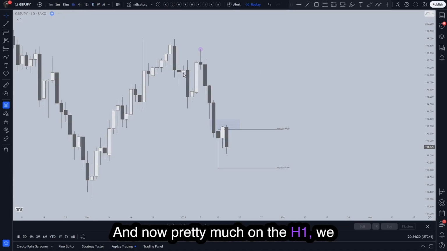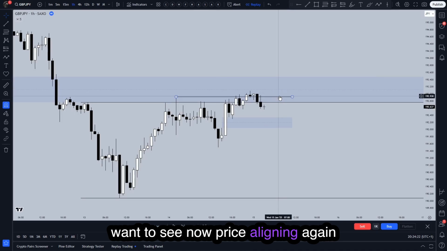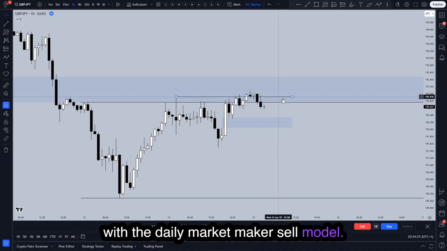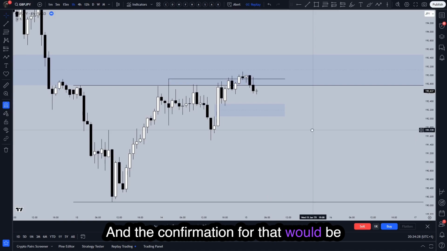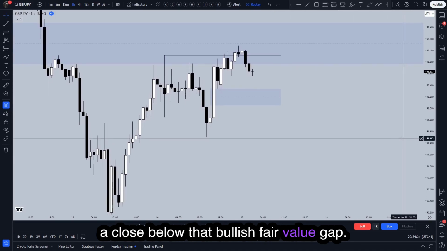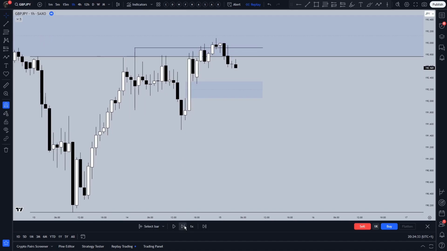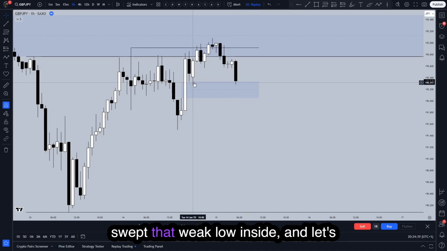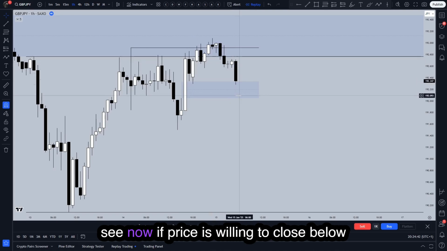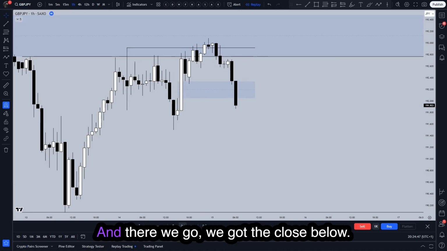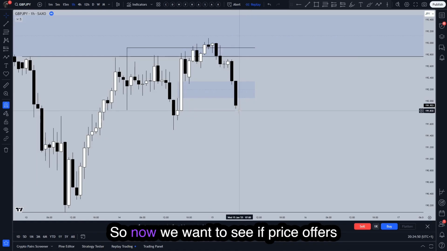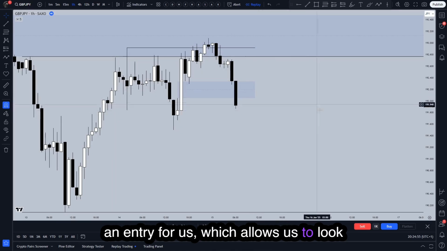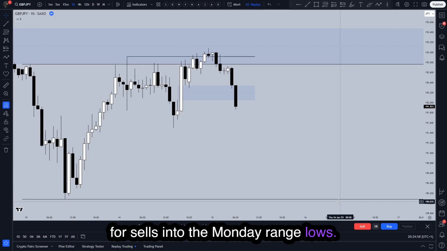And now pretty much on the H1, we want to see now price aligning again with the daily market maker sell model. And the confirmation for that would be a close below that bullish fair value gap. So price tapped now the fair value gap, swept that weak low inside, and let's see now if price is willing to close below. And there we go. We got the close below. So now we want to see if price offers an entry for us, which allows us to look for sells into the Monday range lows.